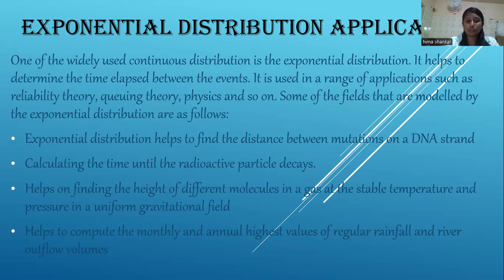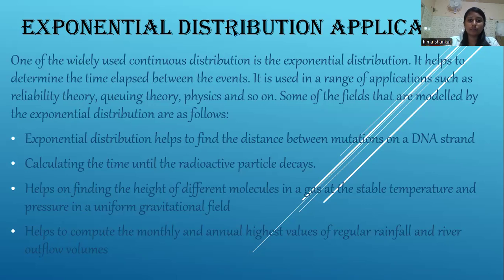It helps to find the heights of different molecules in a gas at a stable temperature and pressure in a uniform gravitational field. It helps to compute the monthly and annual highest values of regular rainfall, river outflow, and volumes. So it also helps to calculate monthly rainfall and many other things.